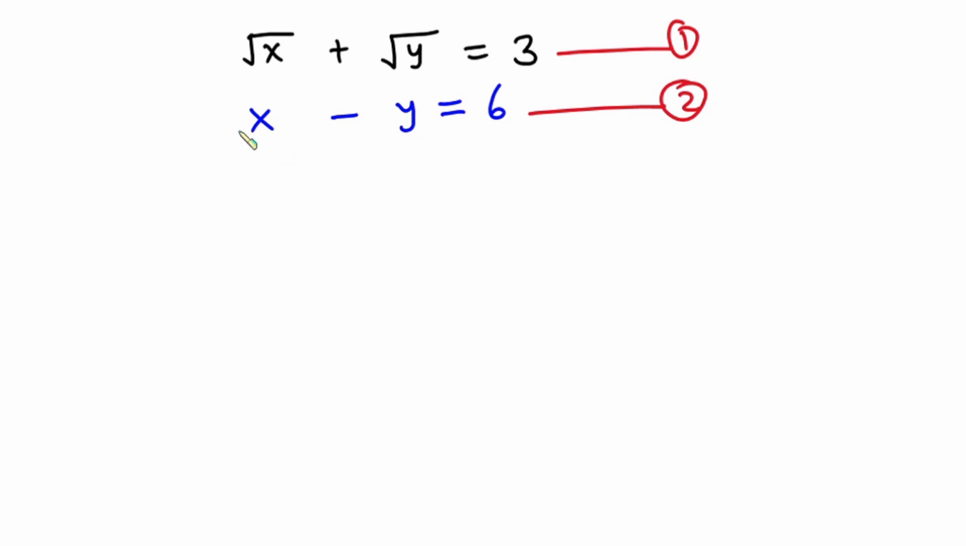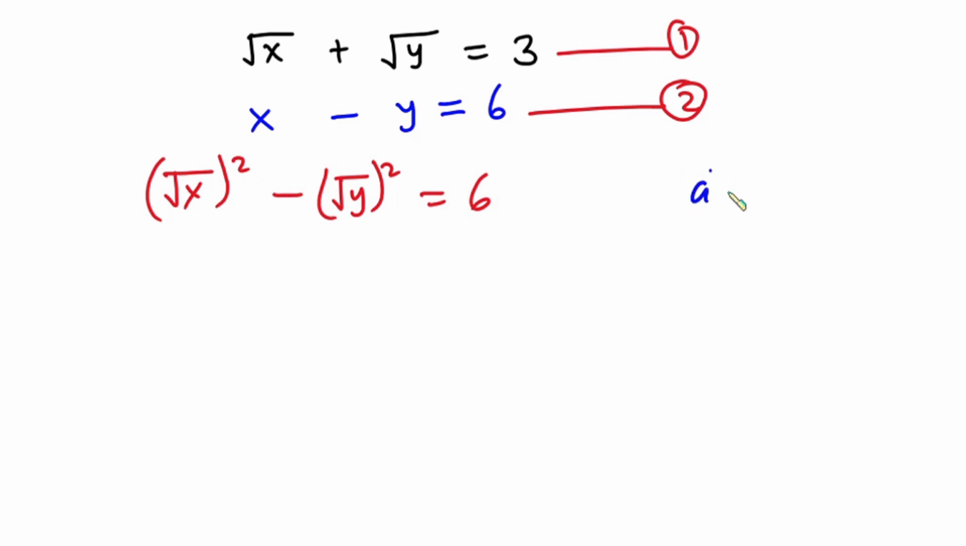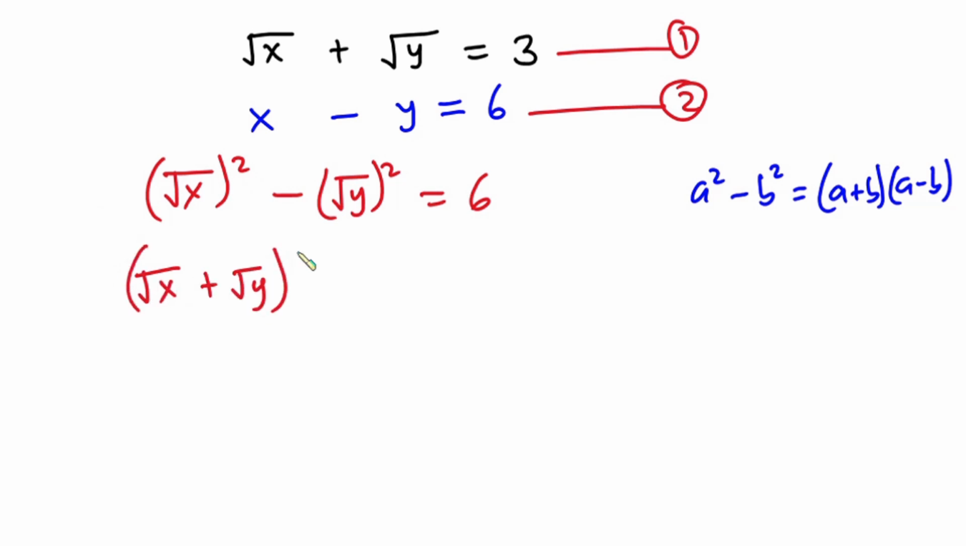Okay, so from equation 2, this x could also be written as square root of x to the power 2, then minus this y could also be written as square root of y to the power 2, and this is equal to 6. Now from algebraic identities, a to the power 2 minus b to the power 2 is the same as a plus b, times a minus b. This is difference of two squares, right? So I can write this as square root of x plus square root of y times square root of x minus square root of y, and this is equal to 6.